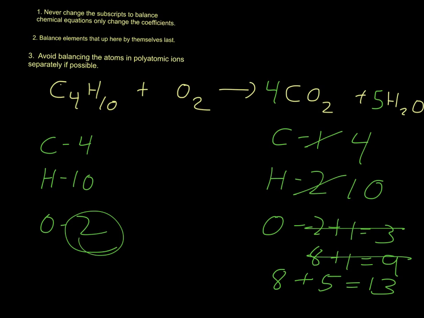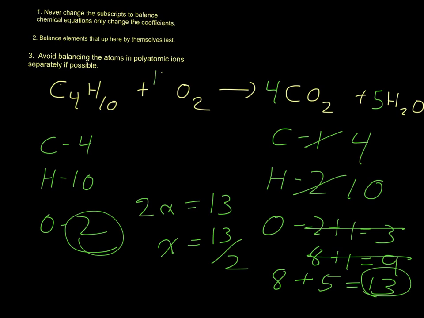I have 2 oxygens over here, 13 over here. What can I multiply 2 by to get 13? 13 halves. So I multiply my oxygen by 13 halves, and now I'm balanced. Mathematically, I'm balanced. If I was a pea chemist or working on thermodynamics, I'd be done. But I want to get rid of that ideological inconsistency of that 13 halves, so I'm going to multiply the entire equation by 2 to clear the halves.